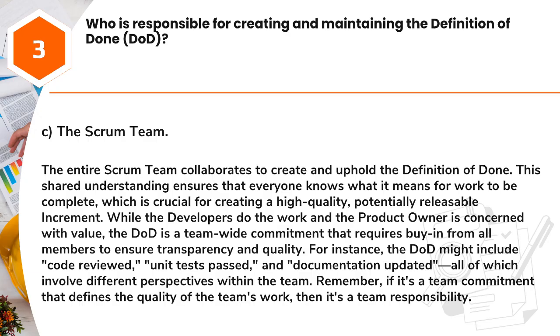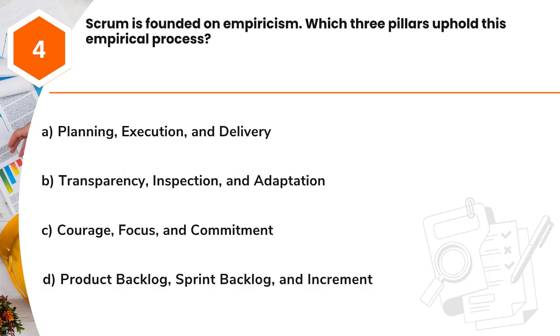For instance, the DoD might include code reviewed, unit tests passed, and documentation updated, all of which involve different perspectives within the team. Remember, if it's a team commitment that defines the quality of the team's work, then it's a team responsibility. Question 4. Scrum is founded on empiricism. Which 3 pillars uphold this empirical process?